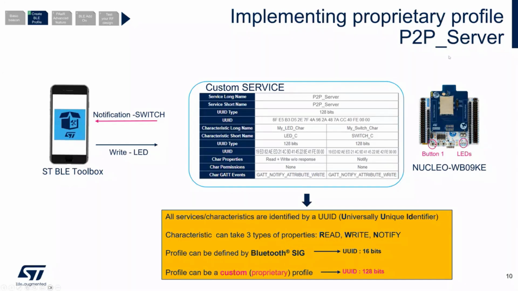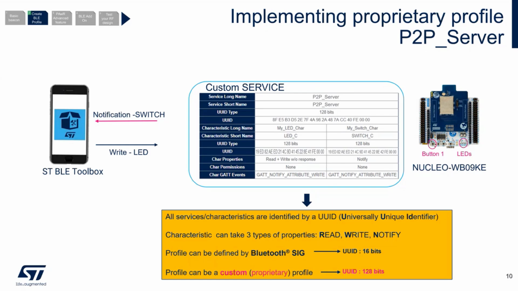Here, our profile will simply support one service. It will define how we will exchange data to control the LED and be informed of a button push. So we will create a custom service, which we'll name peer-to-peer server. What is a custom service? There are 2 types of service and profile, proprietary or standard.